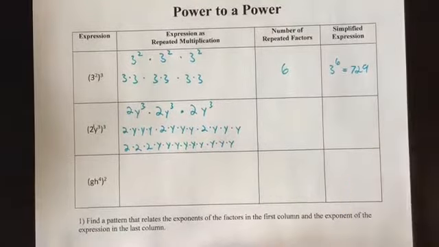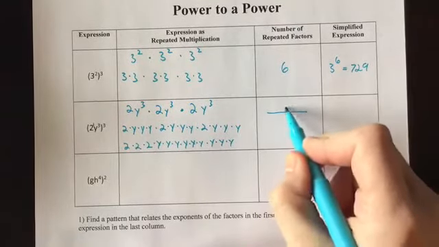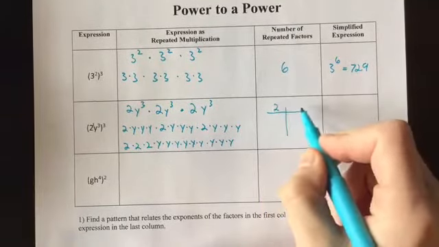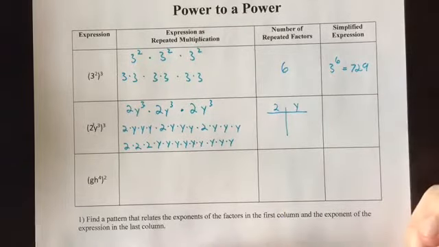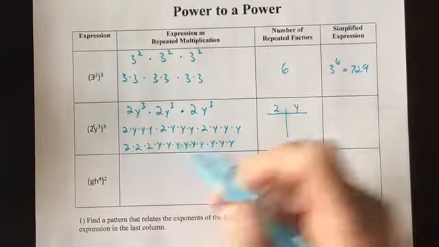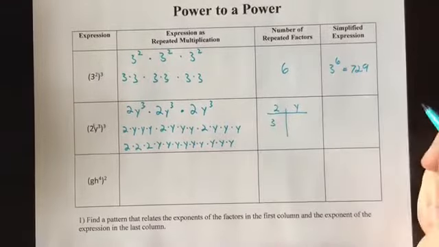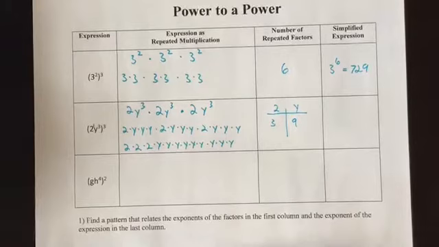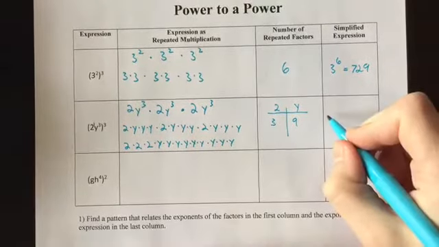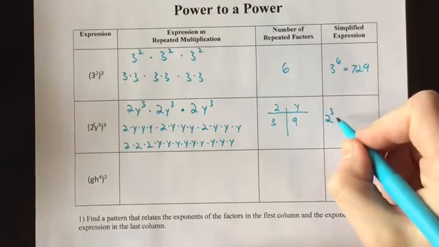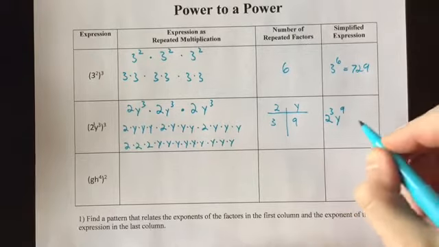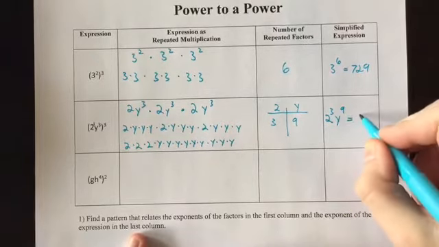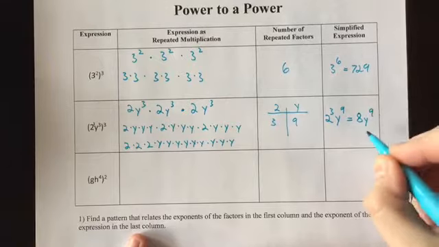As we look at the number of repeated factors, let's make a little t-chart. We'll talk about repeated factors for 2 and repeated factors for y. We have 3 repeated factors of 2 and 9 repeated factors of y. So in terms of repeated factors, that means this would be 2 to the 3rd, y to the 9th, which would simplify to 8y to the 9th.